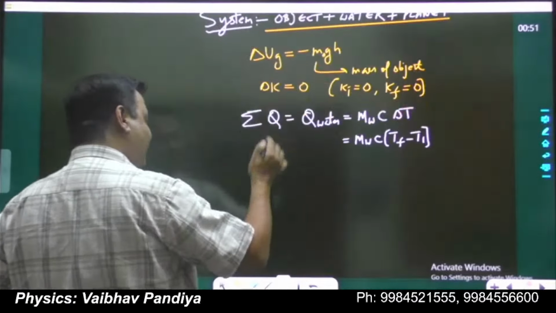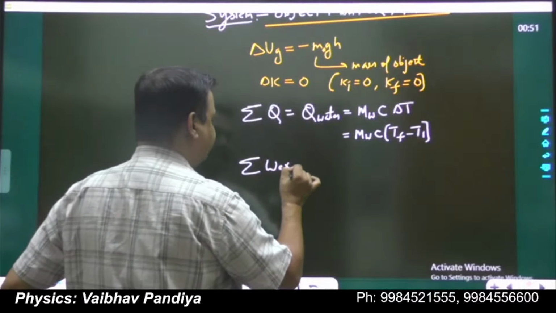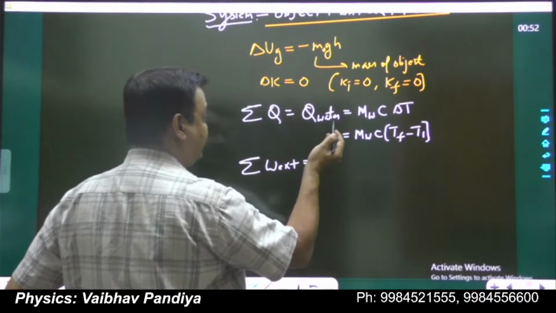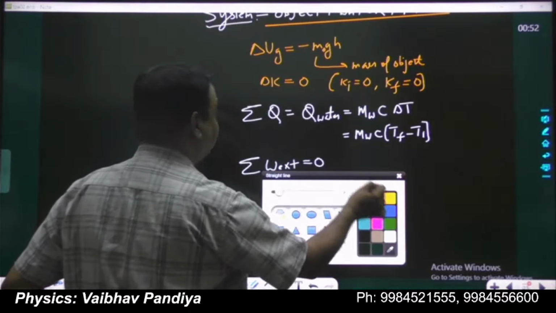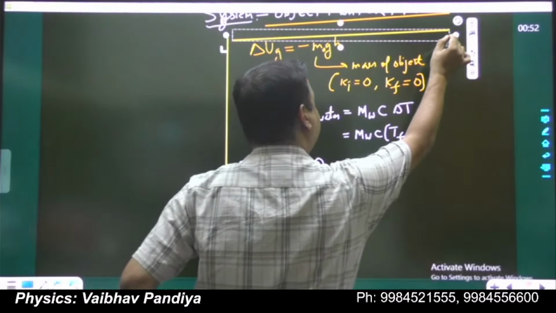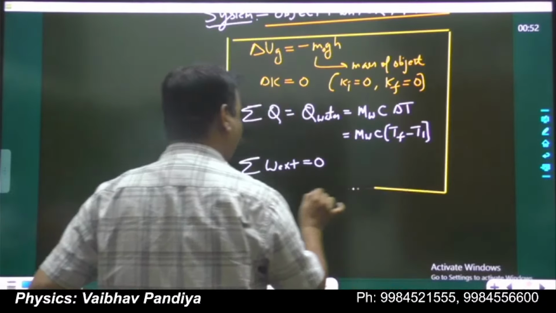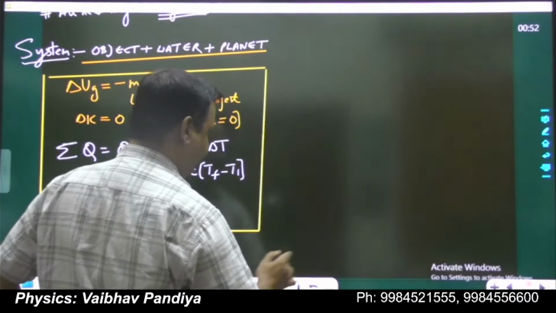Now there is no external agent in this problem. So the total work done by the external agent will be 0. Now gravity won't be counted as the external agent, we know. We have seen so many times in work energy. Now you have taken the planet in the system. So gravity is playing the role in the gravitational potential energy, not in the external work. Okay. Now apply the conservation of energy.